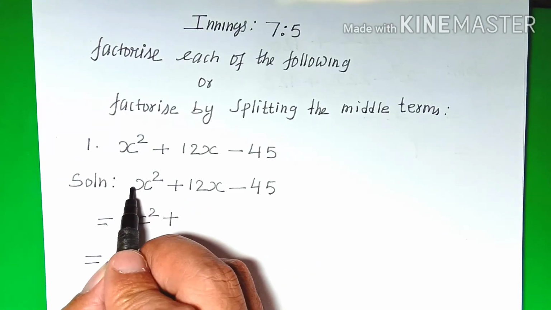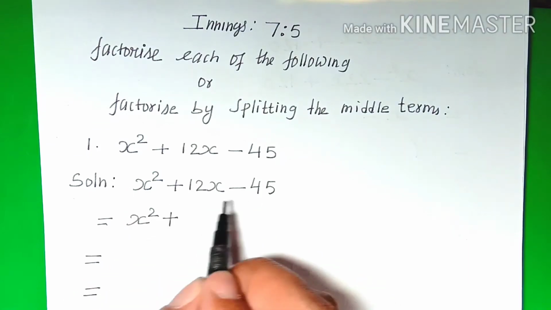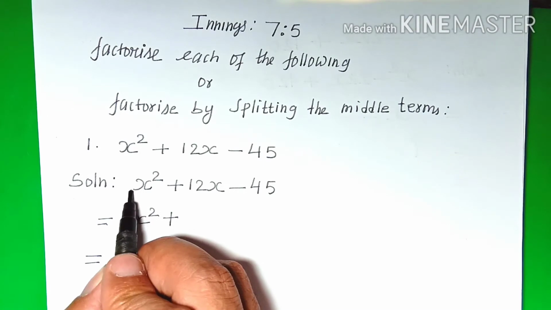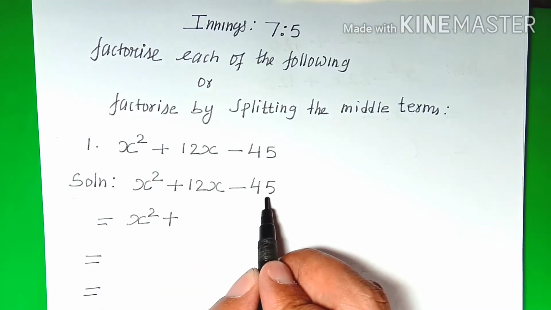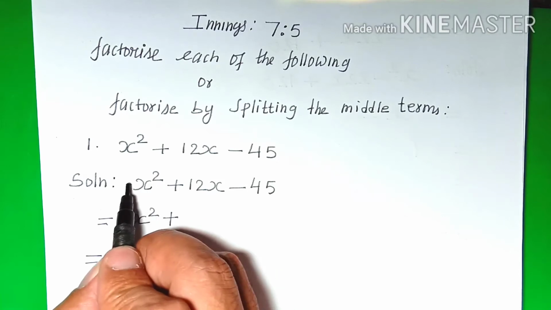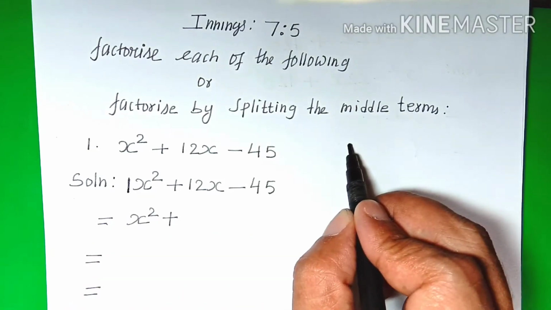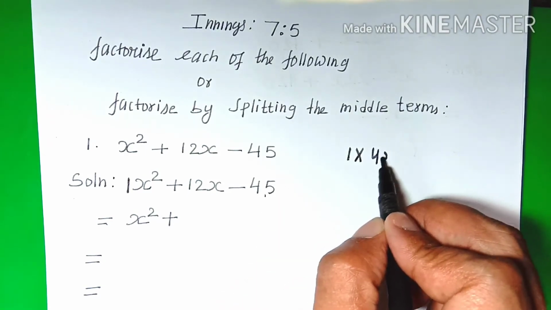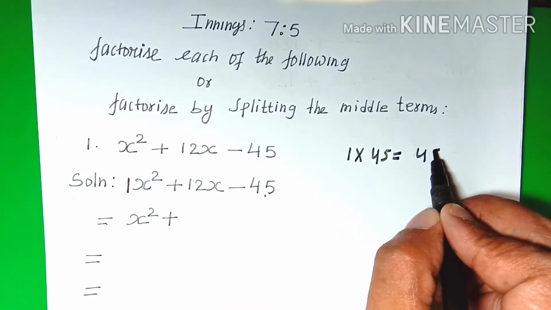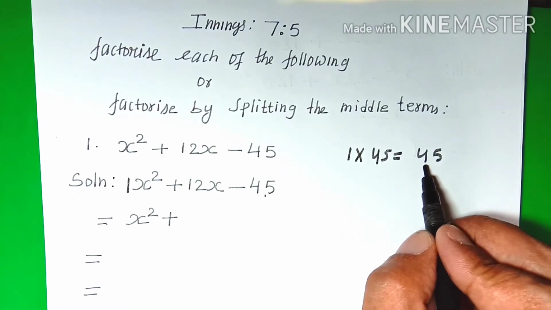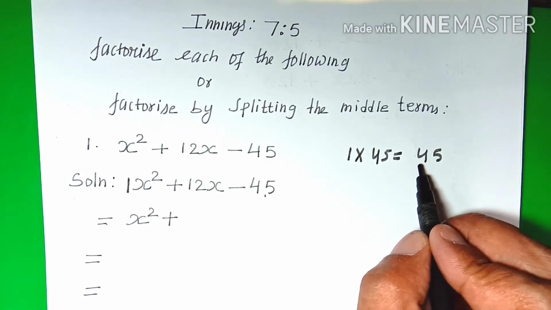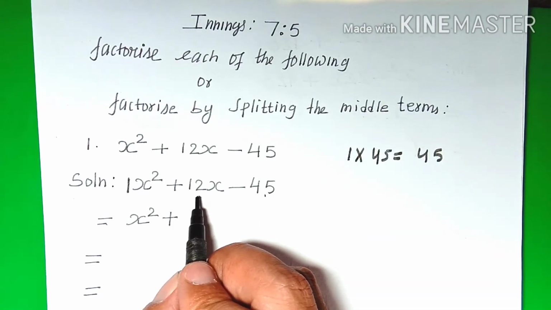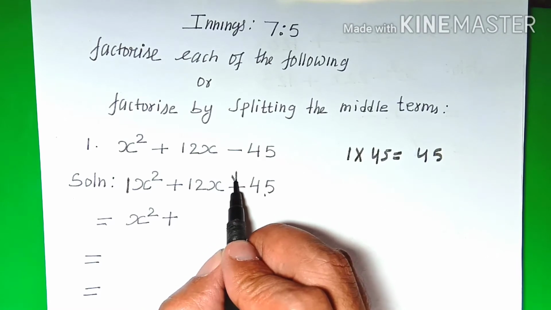take the product of the extreme values, where we have here 1 and here 45. So we take the product of the first and third term. We have here the coefficient of x squared, which is 1. So we have here 1 into 45, which is equal to 45. Now you'll have to factorize 45 in such a way that the sum is equal to 12. That means you'll have to get it with a minus sign.